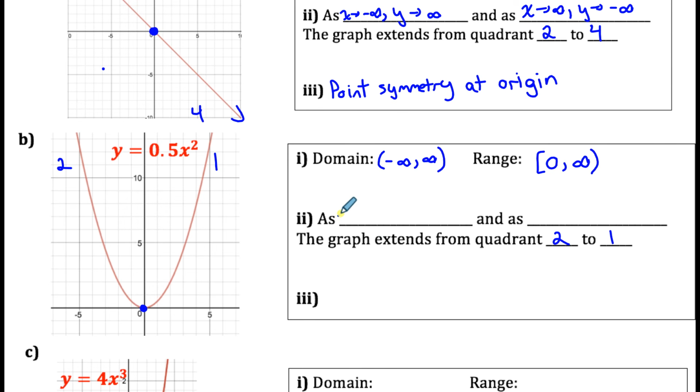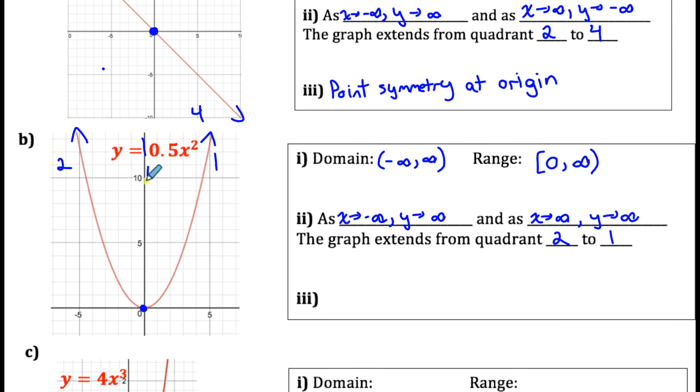Or we could write it in the other notation as x goes to negative infinity, what's happening to y. So as I move forever to the left, the y values are going infinitely high. They're going to infinity. And as x goes to positive infinity, so as I move to the right, the y values are going infinitely high. Y is going to infinity. Same end behavior on both sides.